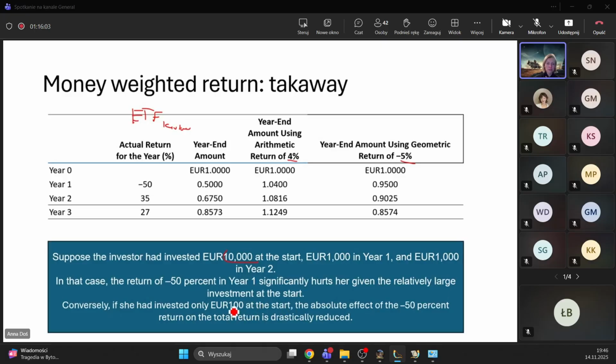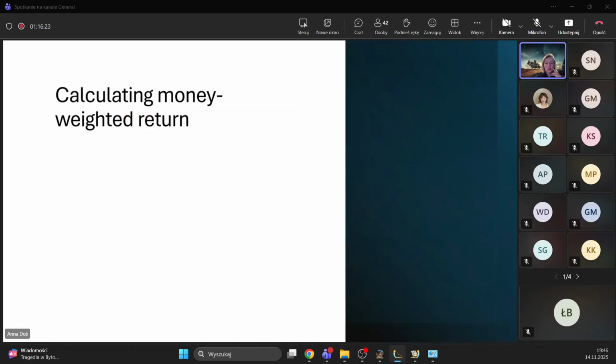Conversely, if we invest 100 at the start and then invest 1,000, then the absolute effect of this first loss will be much smaller. And the effect of this big loss on the total return will be much smaller if we invest little at the start and a lot in later years.